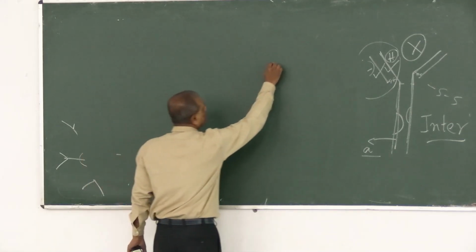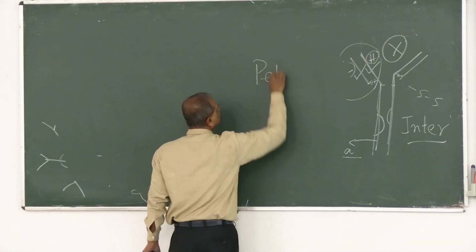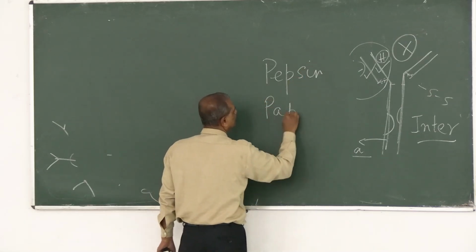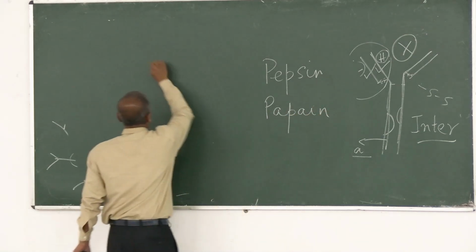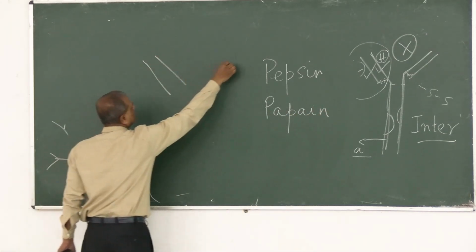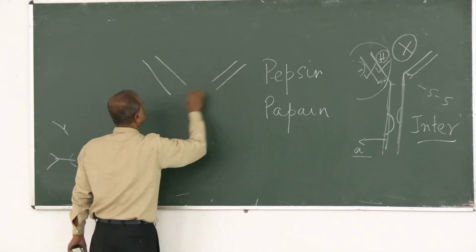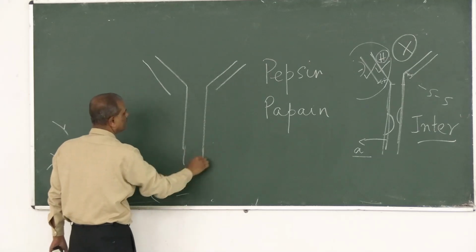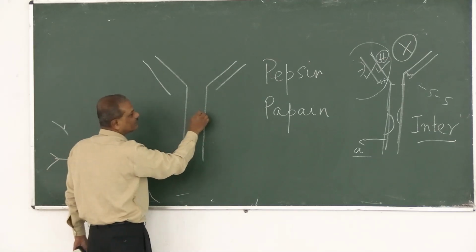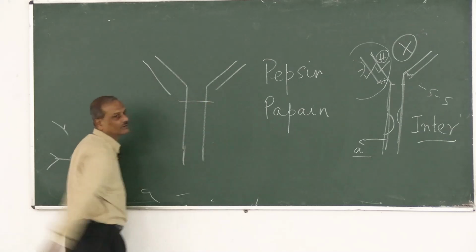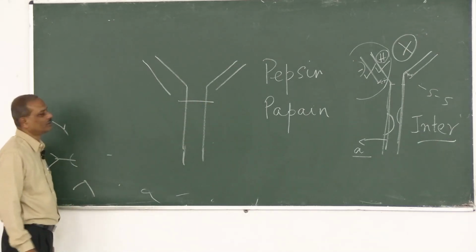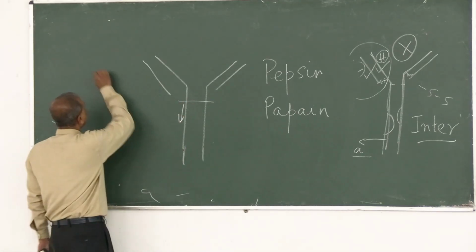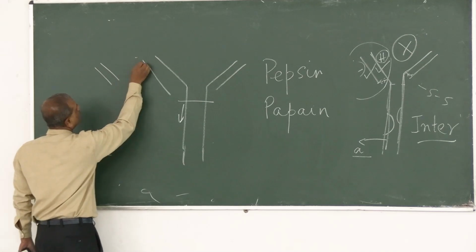So, very often the questions are asked: pepsin digestion and papain digestion. What is the end result? Actually, I told you this structure is like this. If I digest with pepsin, it will cut here. There is a disulfide bond, it will be towards the carboxy terminal, it will bind. So you will get two fragments.